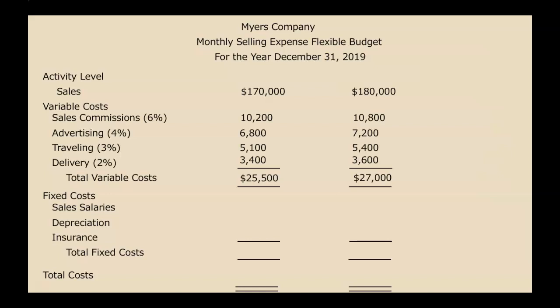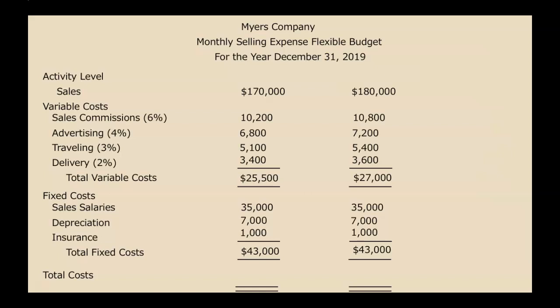Now our fixed costs, we were told these amounts, right? Our sales salaries, we were told they were 35,000. Our depreciation, we were told that was 7,000. Insurance, we were told was 1,000. And so for fixed costs, it doesn't matter how much in sales you make. If you want to make $1 million in sales, you still have these fixed costs. They're not going to change. So our total fixed costs is just adding up our 3 different fixed costs, and we get 43,000.